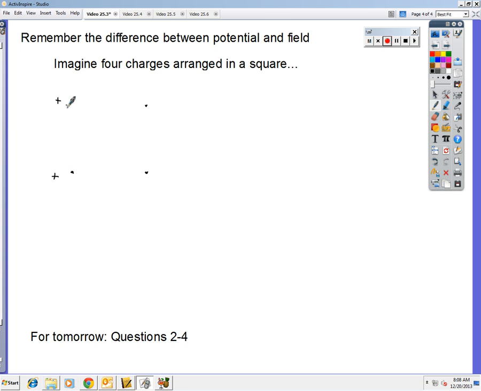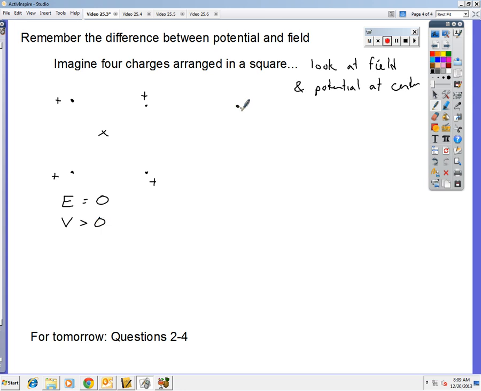If all 4 of them are positive, let's look at the potential, the electric field, and the electric potential at the center. So at the center there, because of symmetry, E is equal to 0. V will be positive. In fact, V will be very positive because it's close to 4 positive point charges.